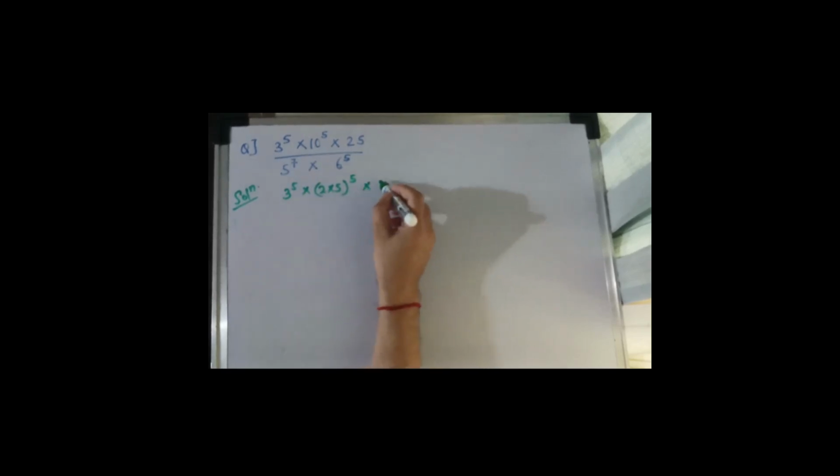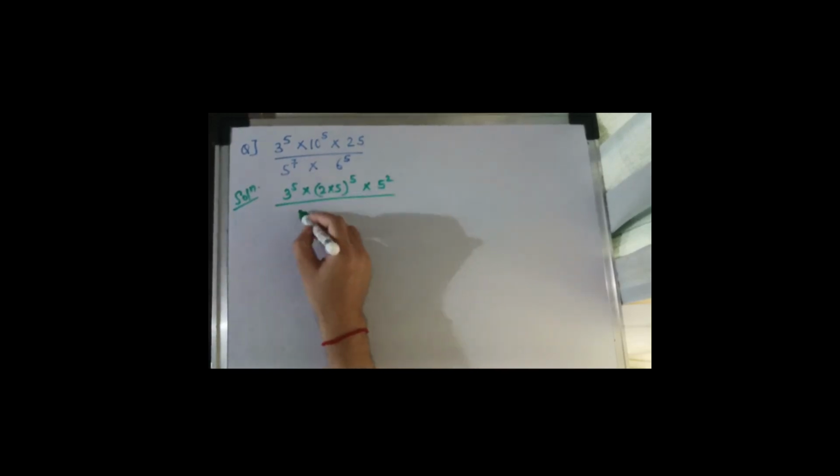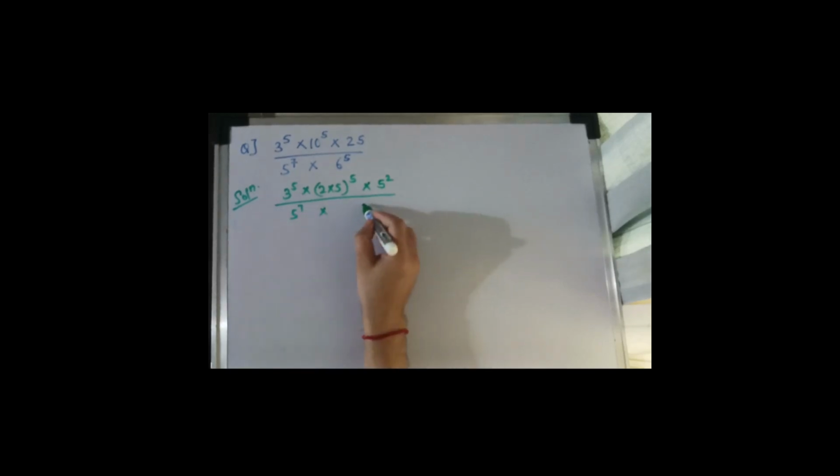So 3 raised to 5 into 10 we can write as 2 into 5 to the power of 5. 10 I have written as 2 into 5. I have broken this 10 into 2 into 5 multiples. 25 can be written as 5 to the power of 2, divided by 5 to the power of 7 into 6, which I can write as 3 into 2 to the power of 5.